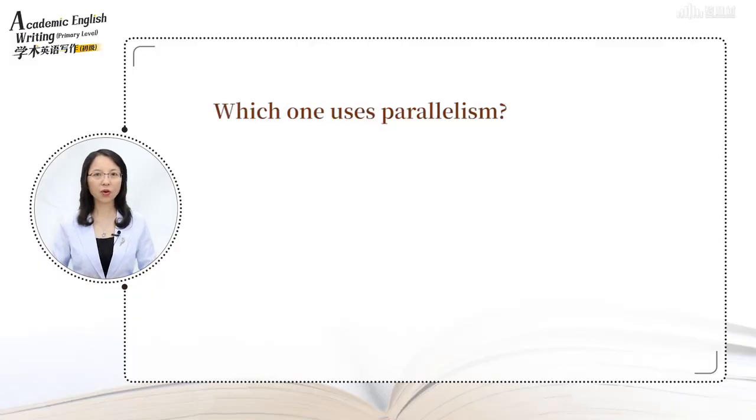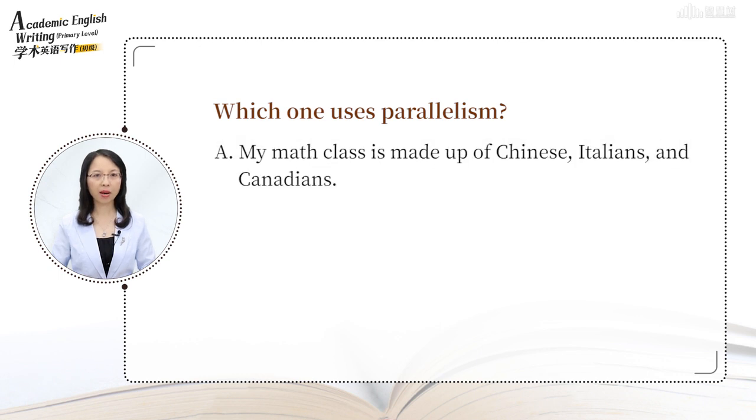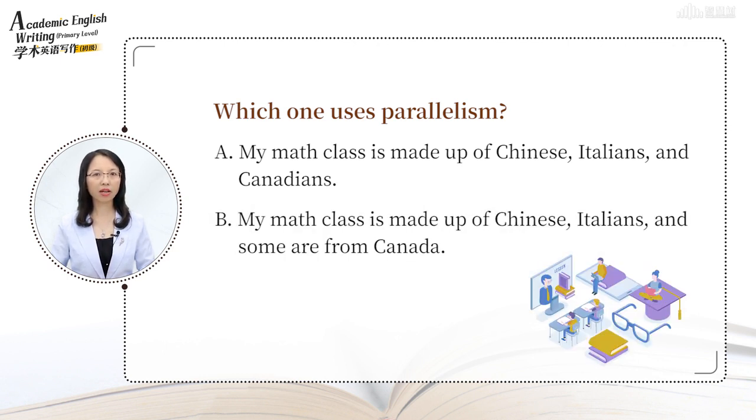Let's look at the following pairs of sentences. Which one do you think follows the rule of parallelism, A or B? A. My math class is made up of Chinese, Italians, and Canadians. B. My math class is made up of Chinese, Italians, and some are from Canada.